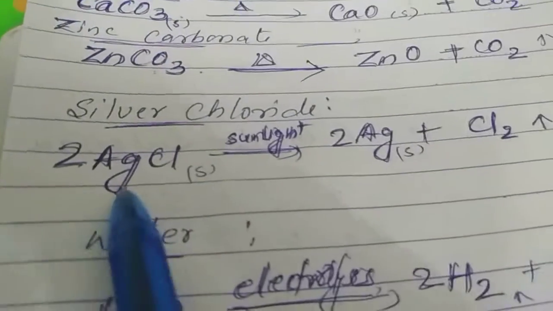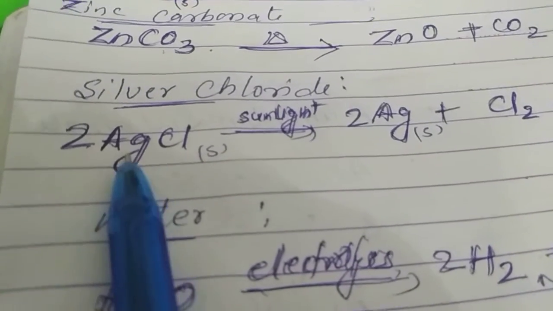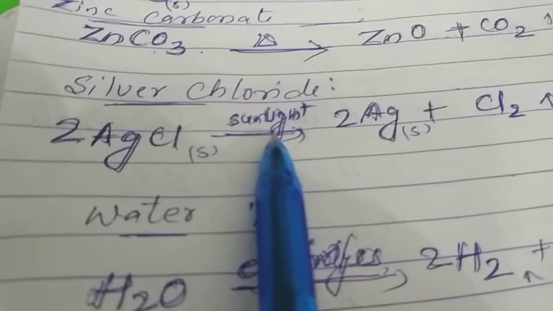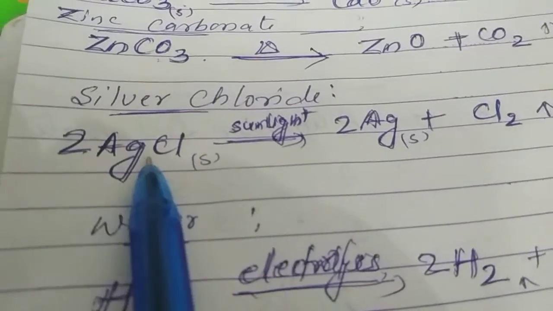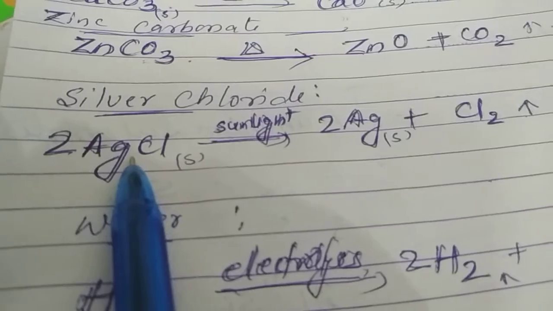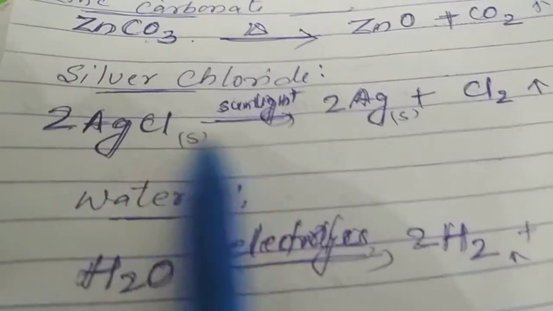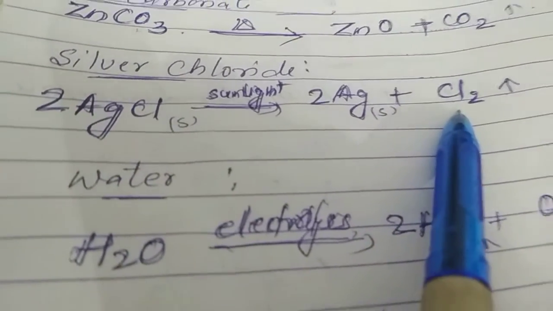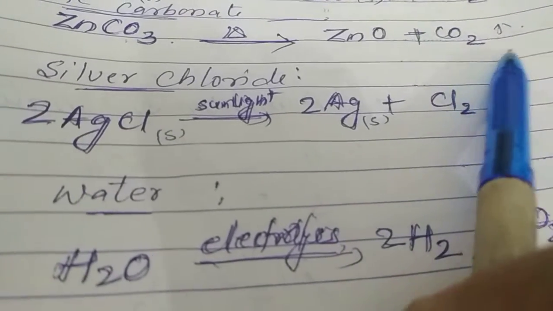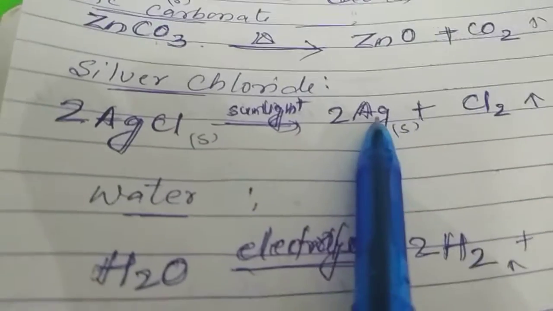Now take the third example, silver chloride. Silver chloride and silver bromide are compounds which are always kept in black colored bottles to avoid direct contact with sunlight. When exposed to sunlight, it breaks into silver and chlorine. Chlorine gas will be released. That is why there is an upward arrow.